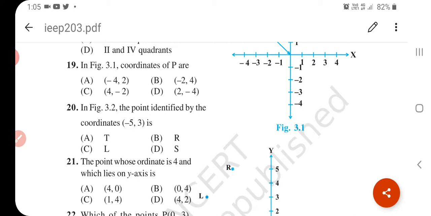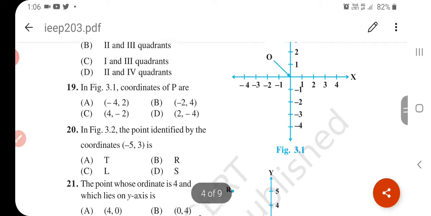We revise coordinate geometry. Yesterday we learned which type of question comes in the exam. Let's see some more examples. Firstly, you have to remember all the points which we revised yesterday. Understand. Now question number 19 is coordinate of P.